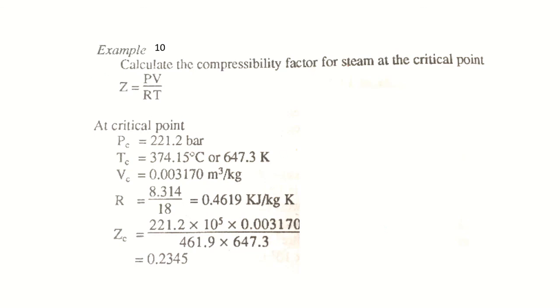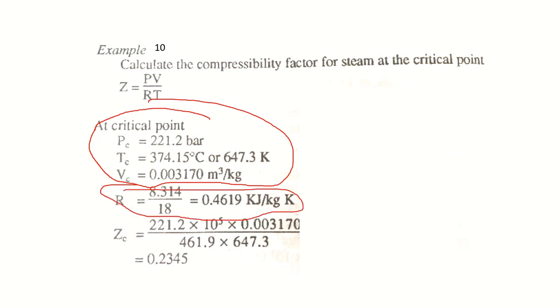Now calculate the compressibility for steam at the critical point, Z equal to PV by RT. At the critical point, the critical pressure of steam, critical temperature and critical volume are all known. R can be calculated. So take the general compressibility chart. PC is known, TC is known, ZC can be determined.